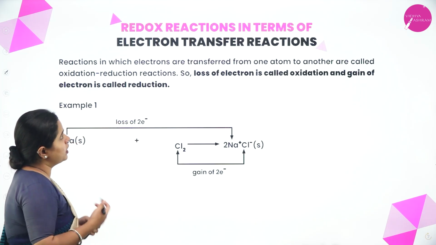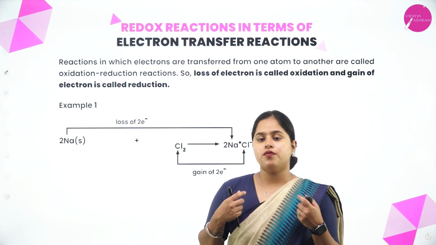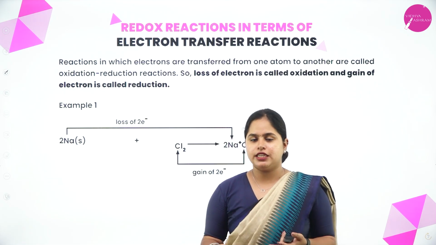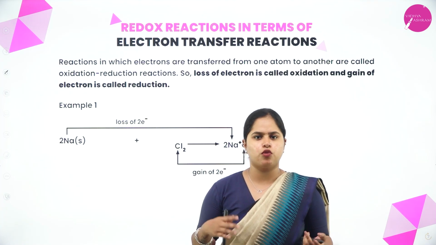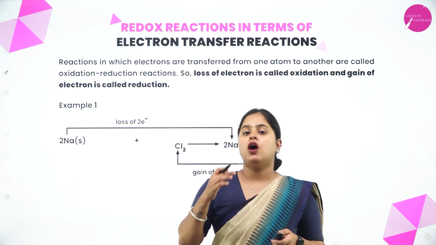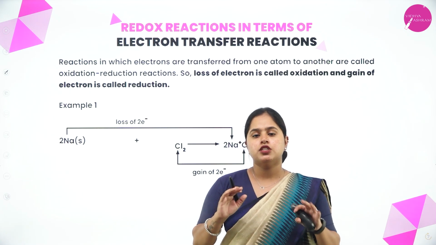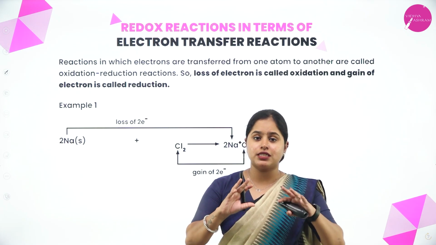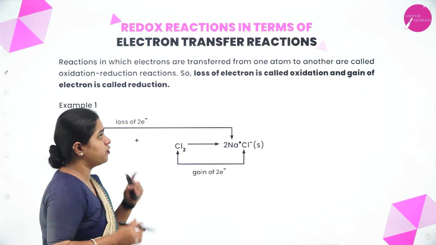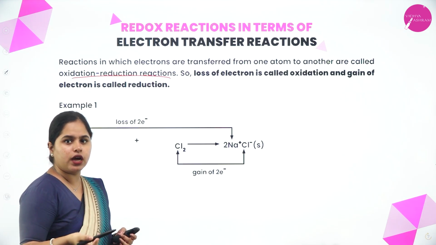Now we are going to see redox reactions in terms of electron transfer. Just now we discussed oxidation and reduction in terms of addition or removal of oxygen and addition or removal of hydrogen. Now we are going to define oxidation and reduction in terms of gain or loss of electrons. Reactions in which electrons are transferred from one atom to another are called oxidation-reduction reactions. So both are taking place.